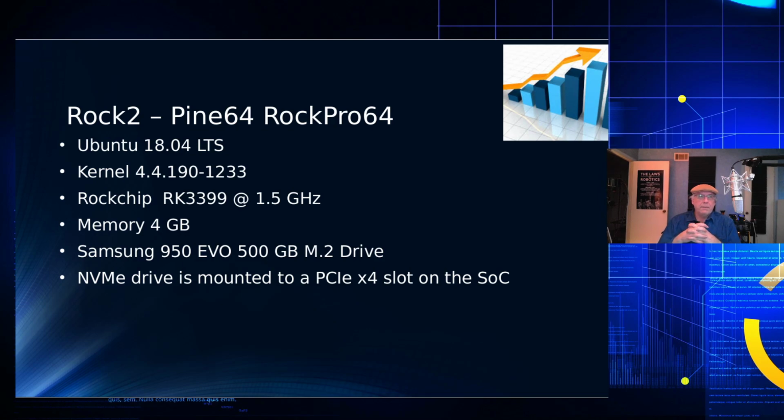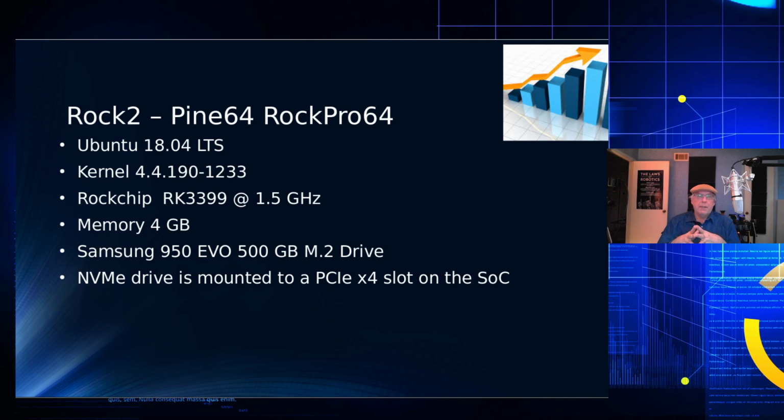The Rock 2 Pine 64, it's running Ubuntu, and as I had mentioned, there are other options you can run on that card today. But these have been set up for a while, and I have not done anything to change them. They're an older kernel, 4.4, which for this particular version of Ubuntu was the most current as of mid-December. Haven't checked since. It is an RK3399 at 1.5 gigahertz. It has 4 gig of memory.